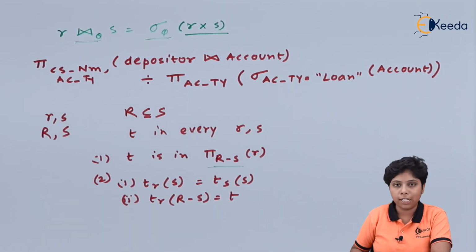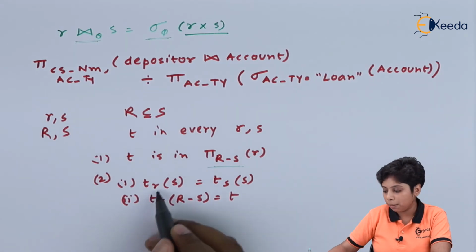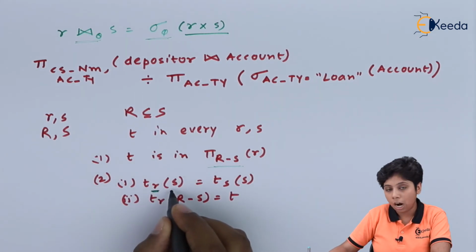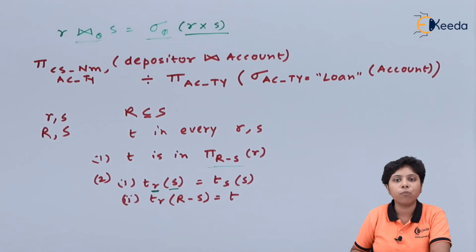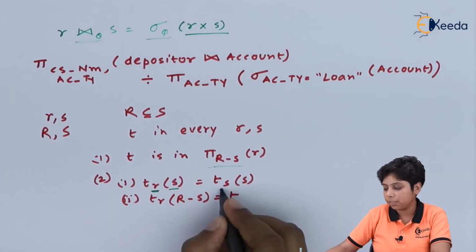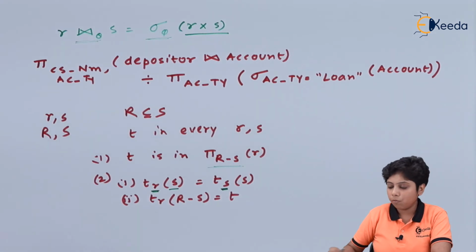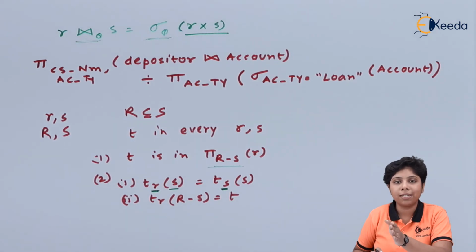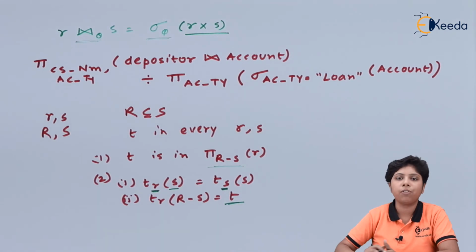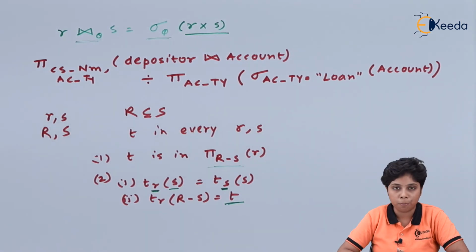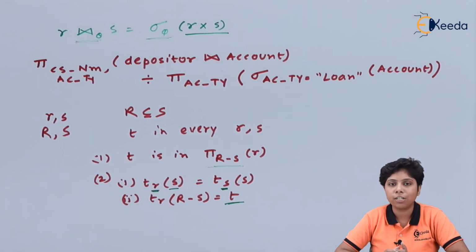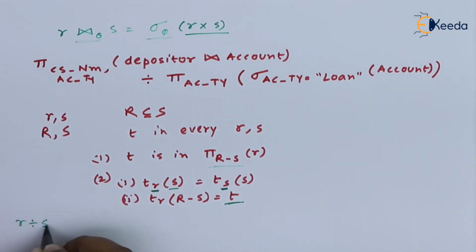And the second condition is that if we take all the tuples that exist in R and also in S, that will be the same as the tuples that exist in S. And the second one is that the R relation on the R minus S set difference operation will give all the tuples that we have as a result of the division operation. So now let us write more precisely what the division operation is.